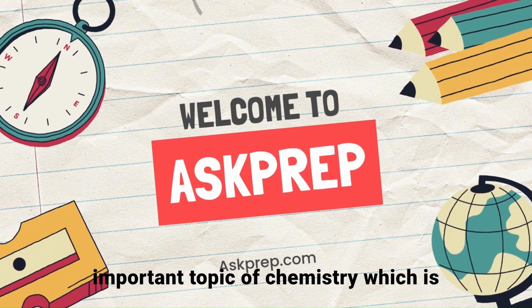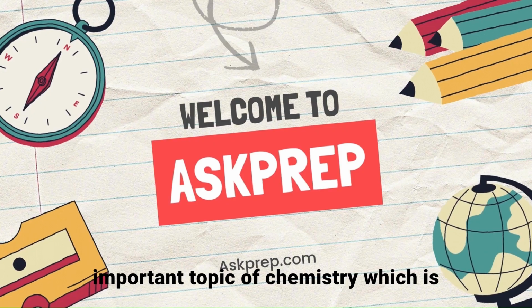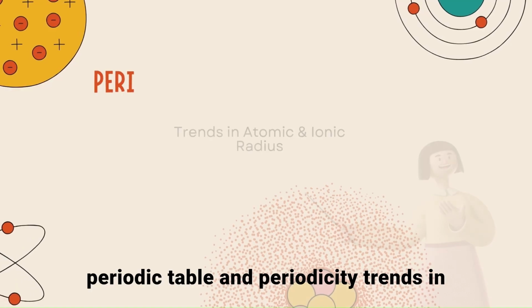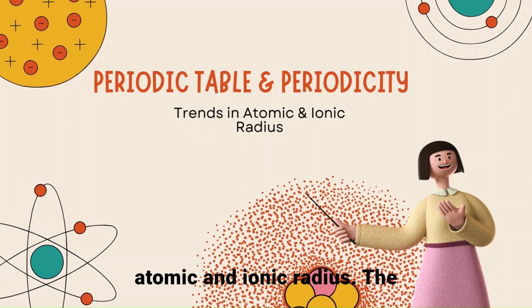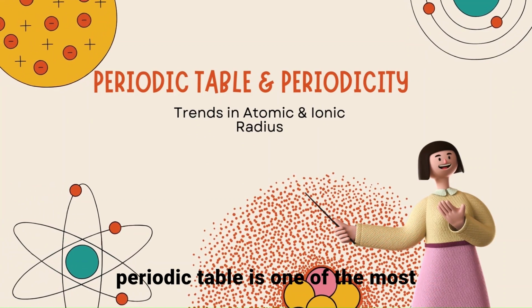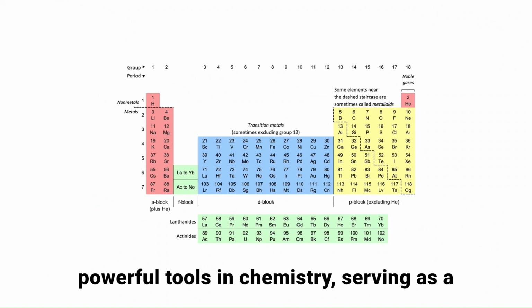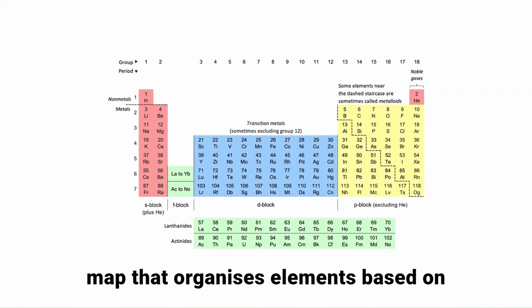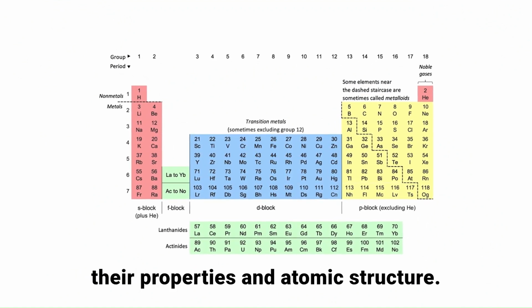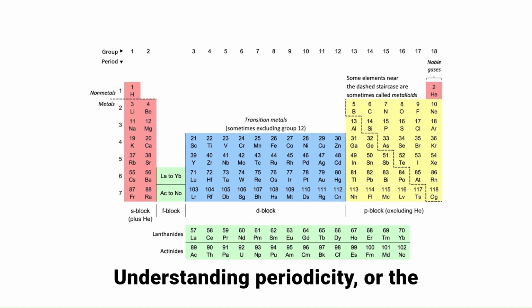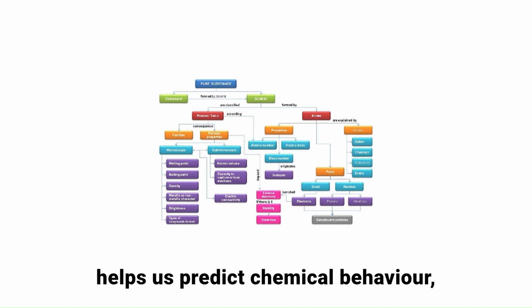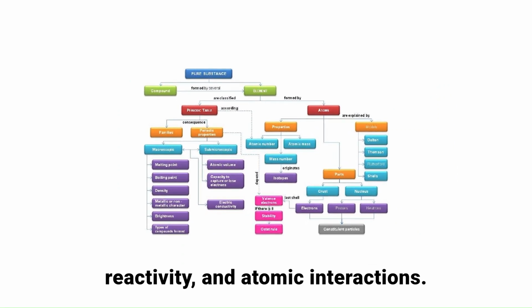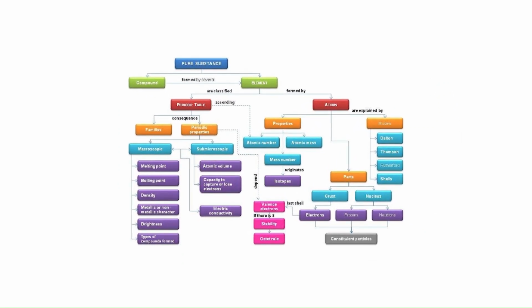Today we will study a very important topic of chemistry, which is the periodic table and periodicity, trends in atomic and ionic radius. The periodic table is one of the most powerful tools in chemistry, serving as a map that organizes elements based on their properties and atomic structure. Understanding periodicity, or the recurring trends in element properties, helps us predict chemical behavior, reactivity, and atomic interactions.